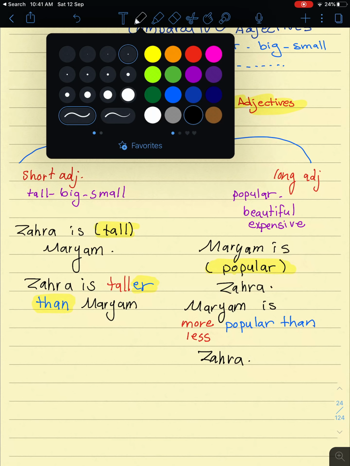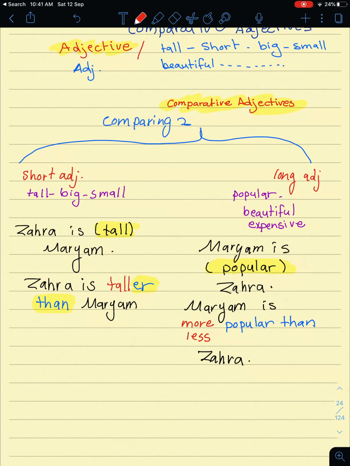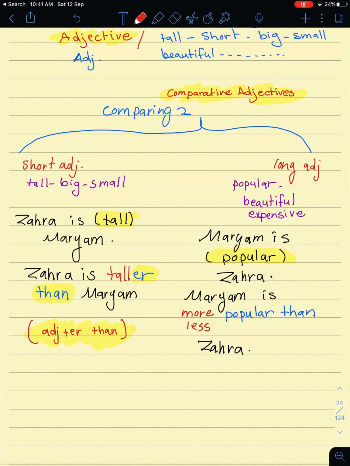So with the short adjective, القاعدة, when we compare between two things, we have the adjective and we add to the adjective "er" and then "than". Okay, so this is the rule. While with the long adjective, when we compare between two things, I have to add "more" or "less", أكثر أو أقل حسب المعنى, then the adjective والصفة, then "than". Okay, so this is very easy.